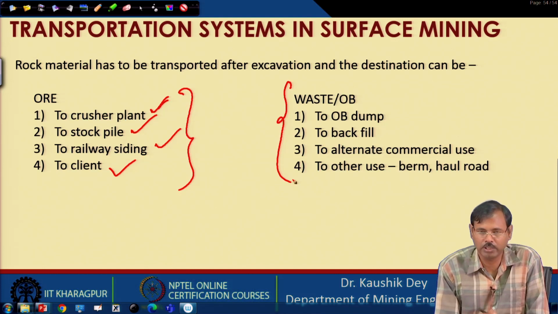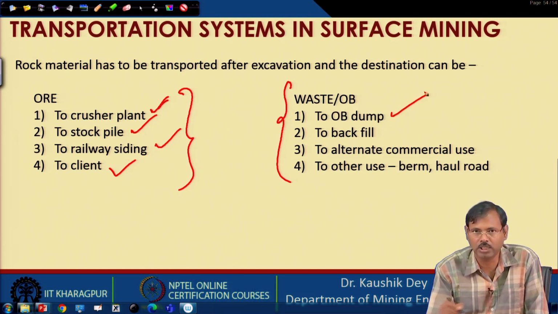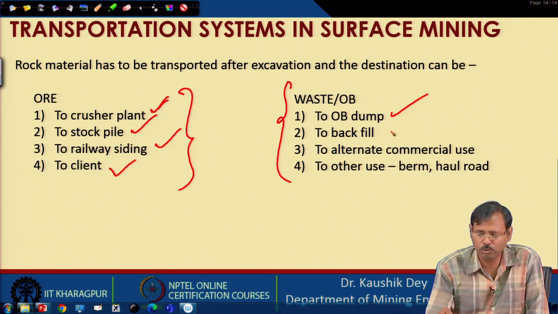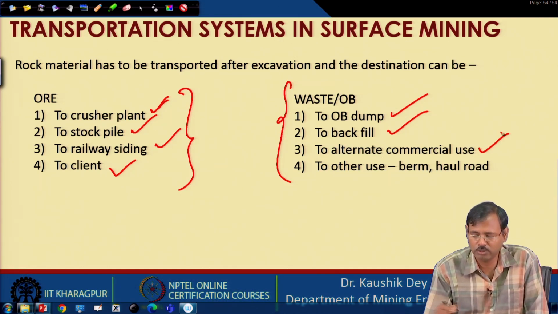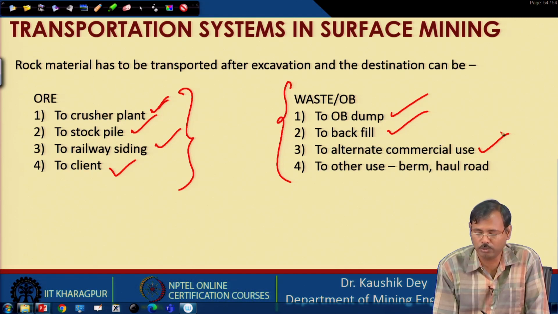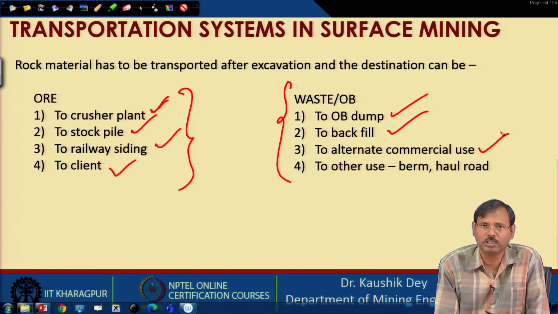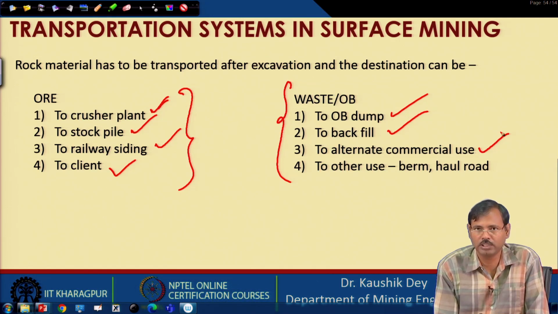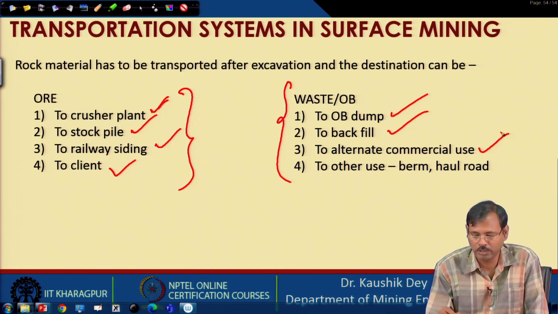The waste and overburden rocks are either sent to the overburden dump, or we use those materials to backfill the void area in the mine, or we can send those materials if there is some alternate commercial use of this material. Sometimes, if the overburden rocks comprise sandstone, that material can be sent to a specially operated crushing plant, where it can be crushed to make aggregate or to make sand. If such alternate commercial uses are there, then the material has to be sent to that plant.